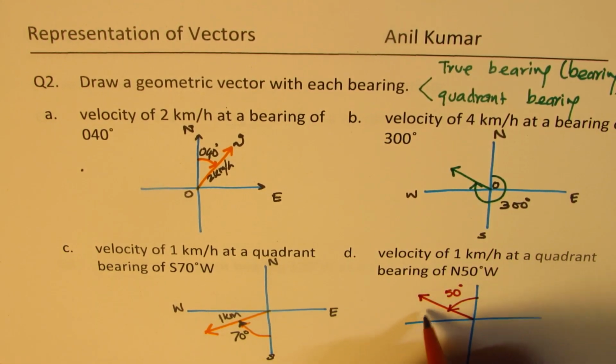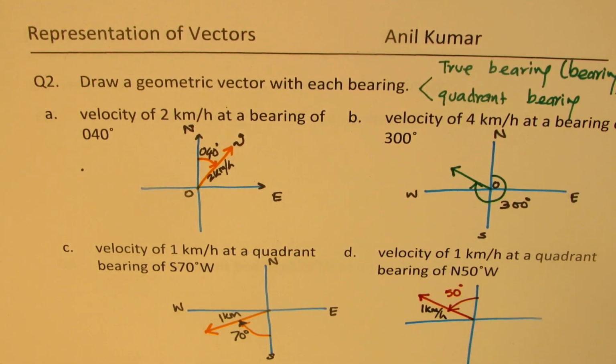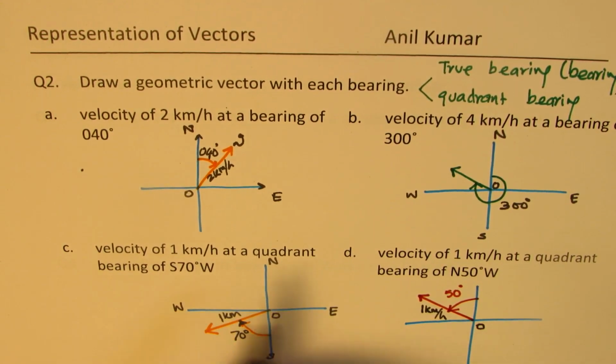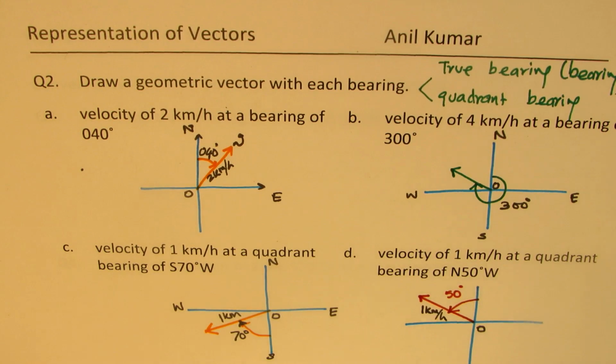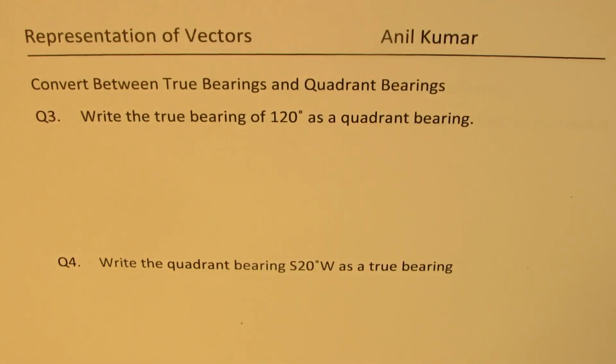So that is how, and this will be 1 kilometer. So the length will represent 1 kilometer per hour. That is the magnitude. So I hope this is absolutely clear. So that is how you should understand how the two bearing angles are treated when we are drawing arrow diagrams for vectors. Let's take question number 3 now.